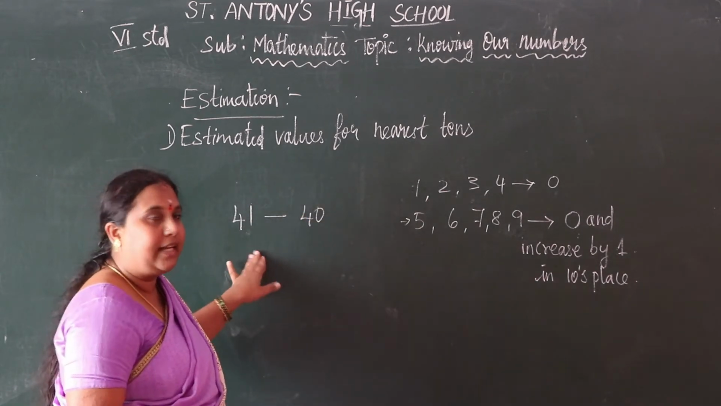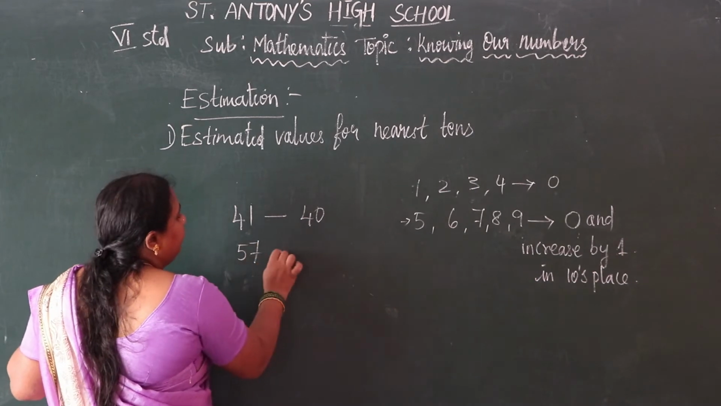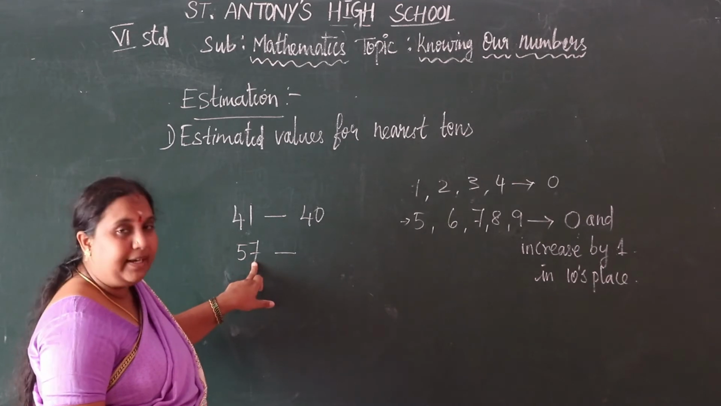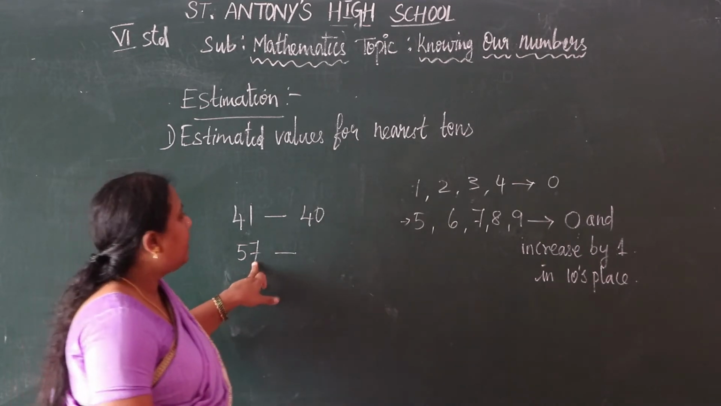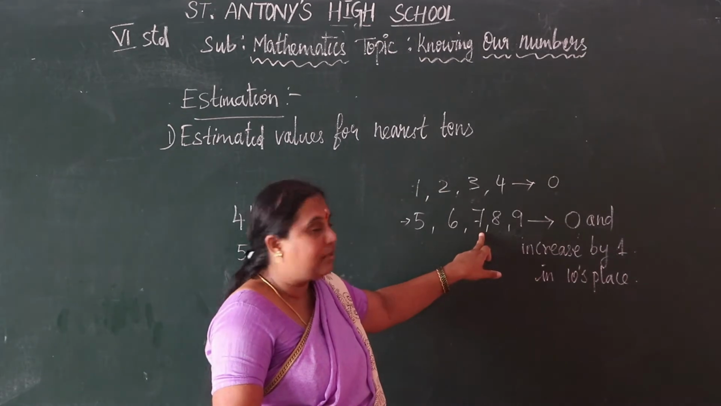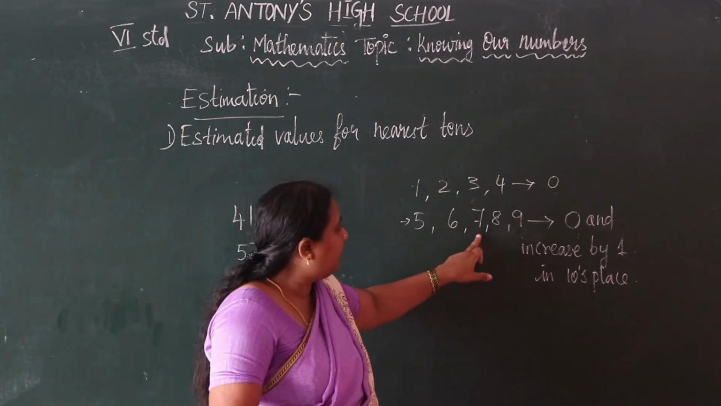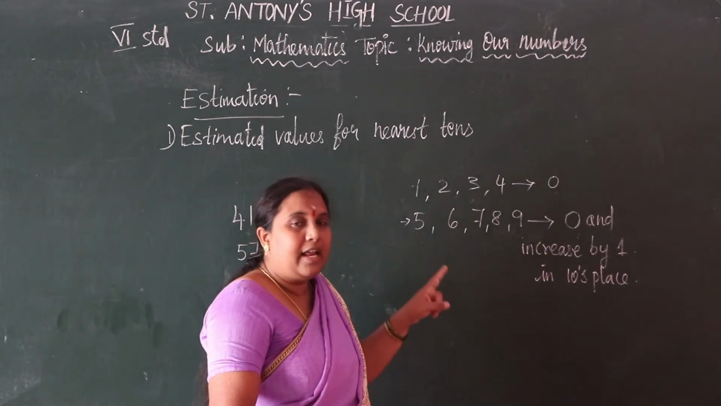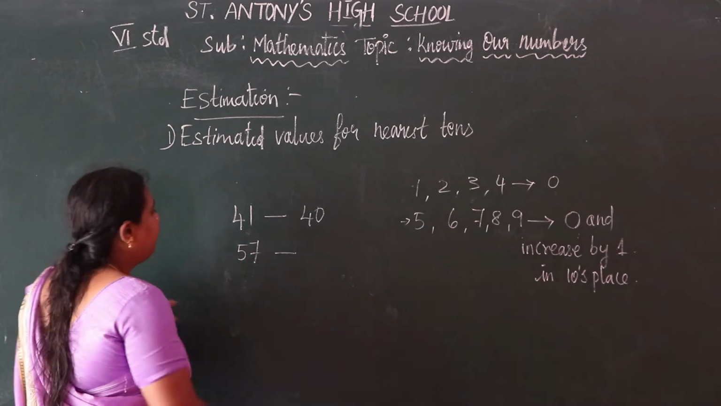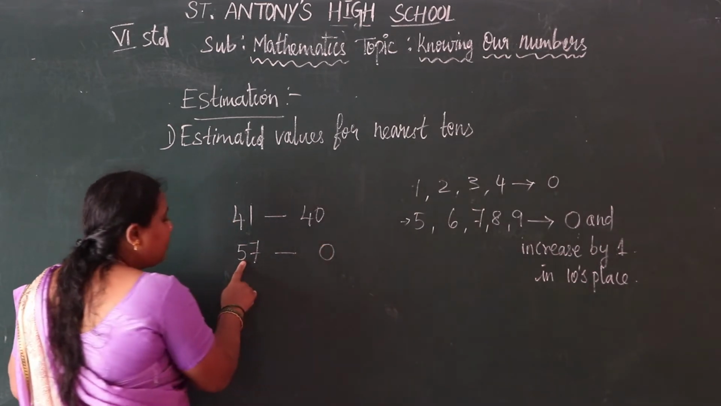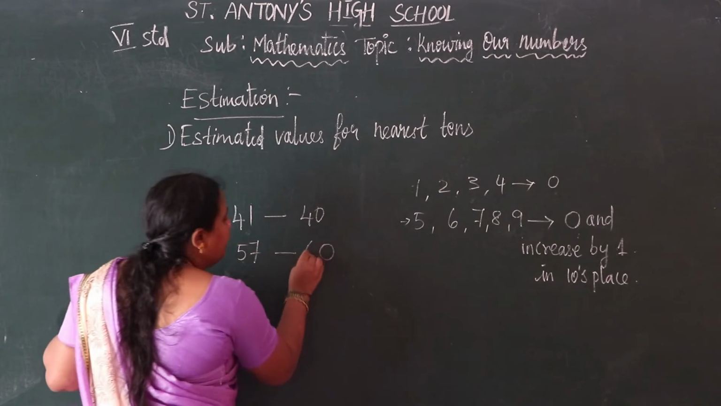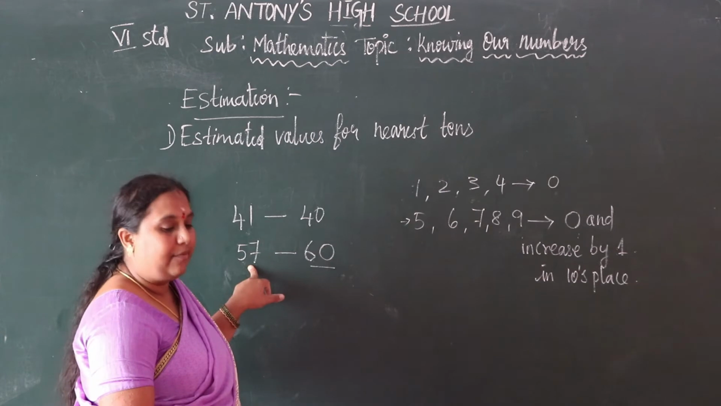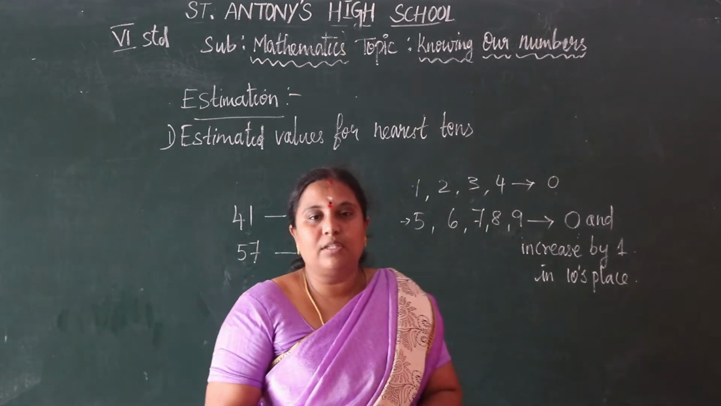Okay, so now we are taking 57. So what is the estimated value? 6. So 60 is the estimated value of 57. Understood, children? Okay, now we move on to the second one.